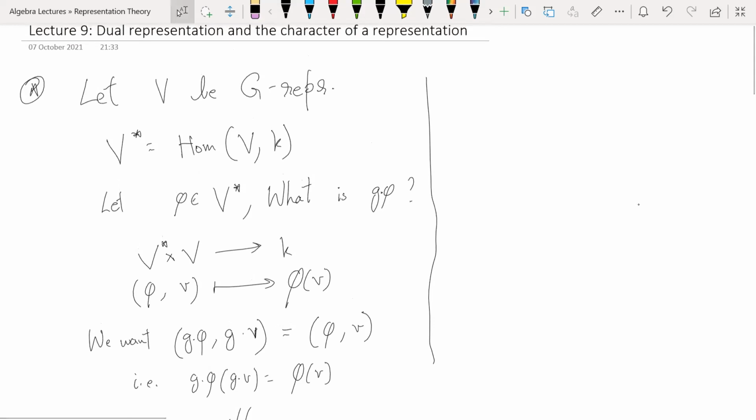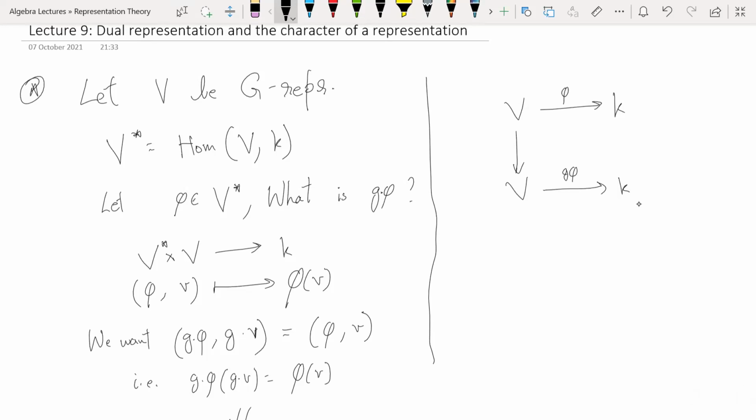Another way to think about it is you have maps from V to K, and of course there is an action of G on V. So you are given a phi, and you are given a G phi.